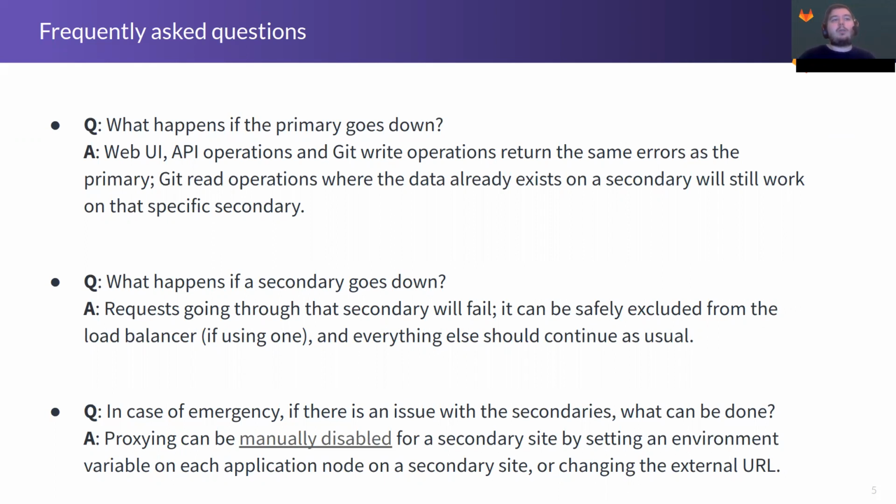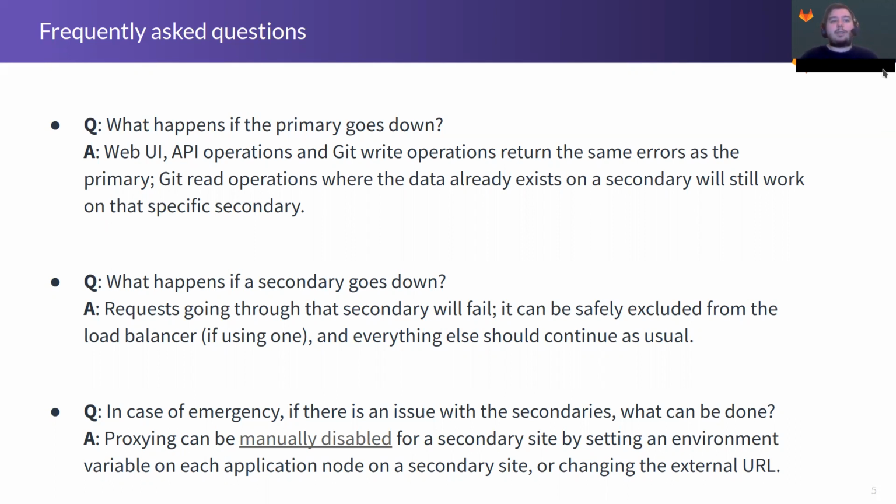What happens if one of the secondary sites goes down? Well, if you're using a geographic load balancer, requests that would hit that site will fail, clearly because the site is down. But you could also safely exclude it from the balancer, and everything should just continue as usual. Traffic should be picked up by the other secondaries.